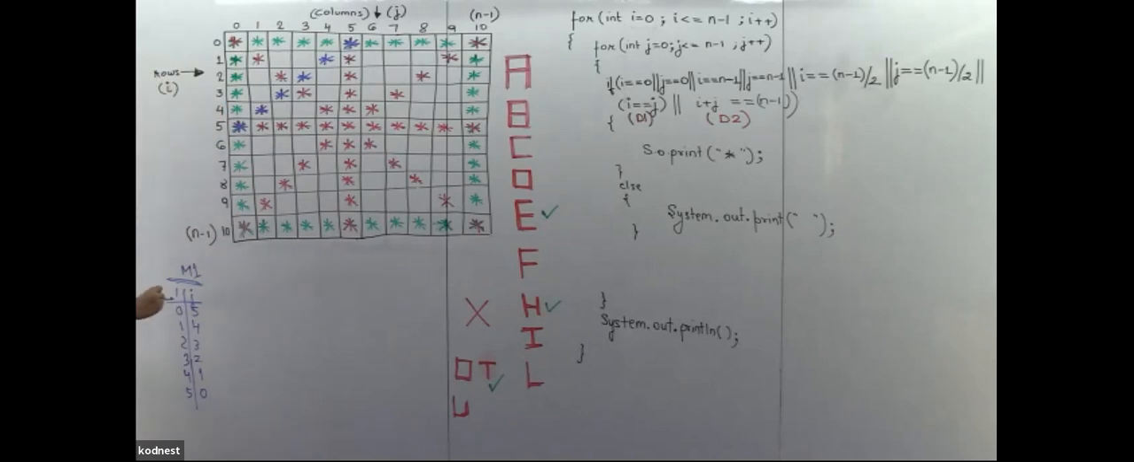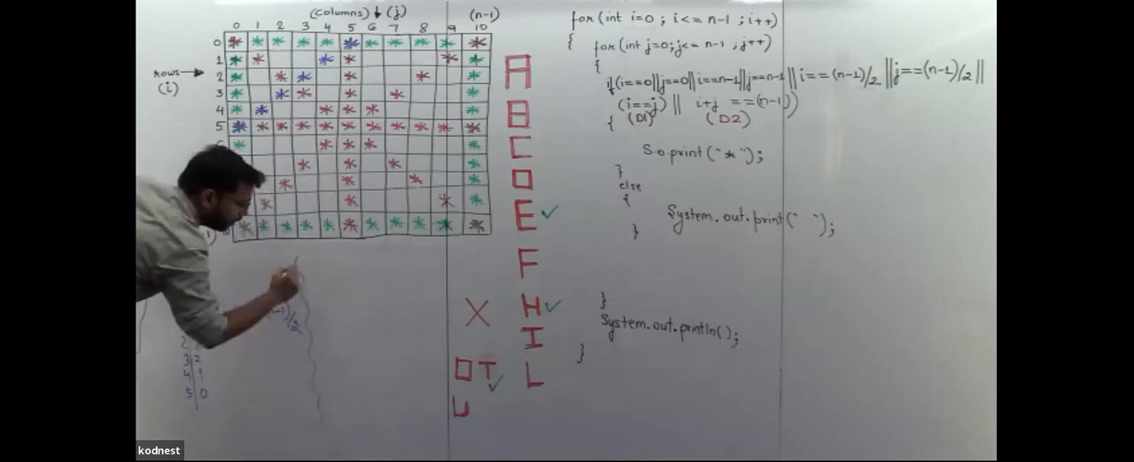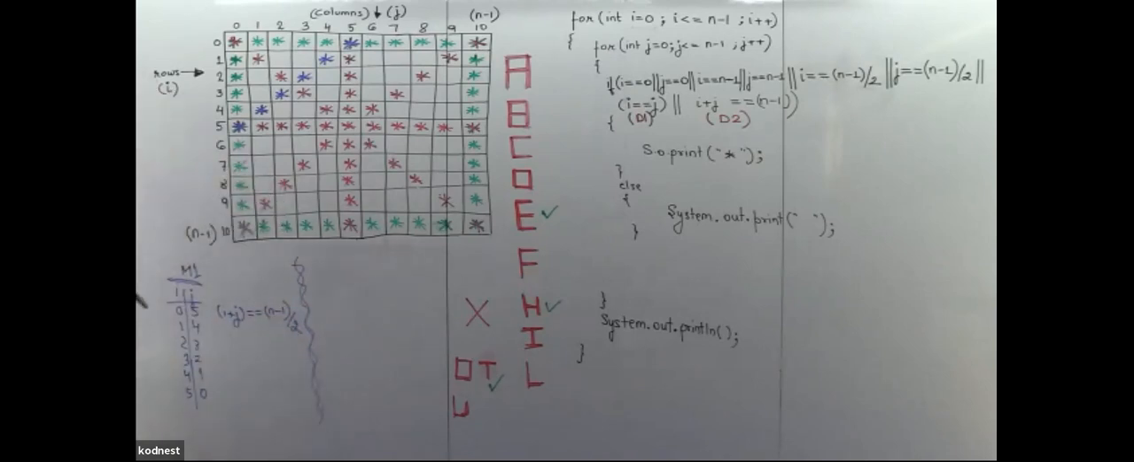Now I will add them. 0 plus 5 is 5. 1 plus 4 is 5. 2 plus 3 is 5. 3 plus 2 is 5. 4 plus 1 is 5. 5 plus 0 is 5. So for this, I can tell it is actually i plus j equals 5. So here it is (n minus 1) divided by 2. This is your M1. What is the condition? i plus j equals (n minus 1) divided by 2. If you write this, you will get this.